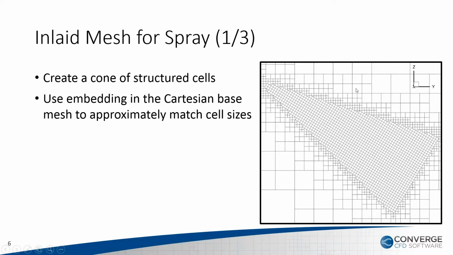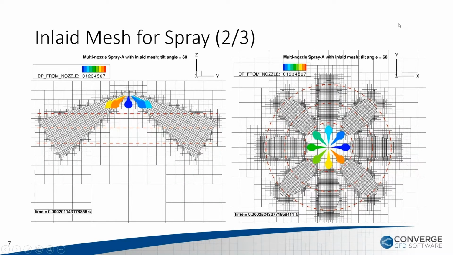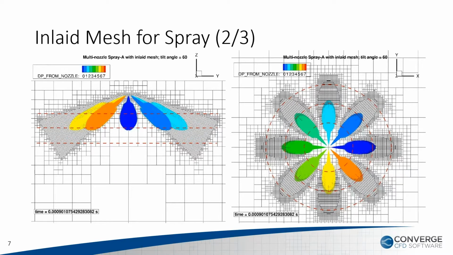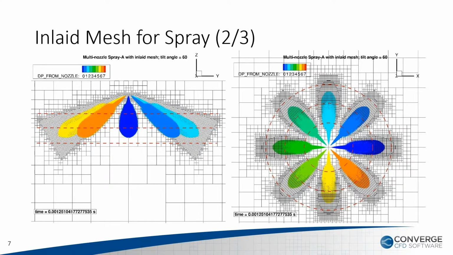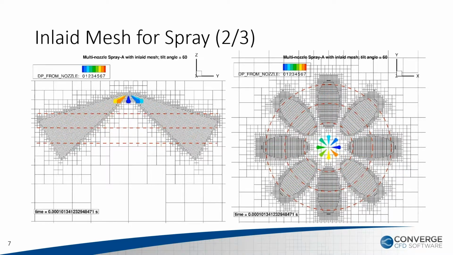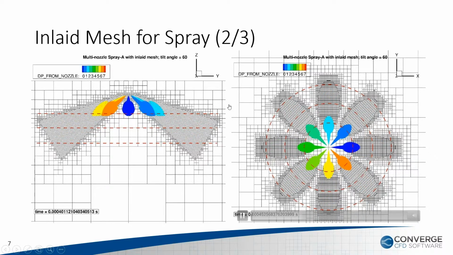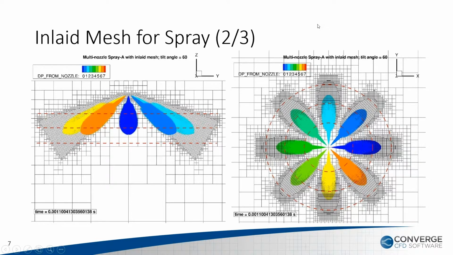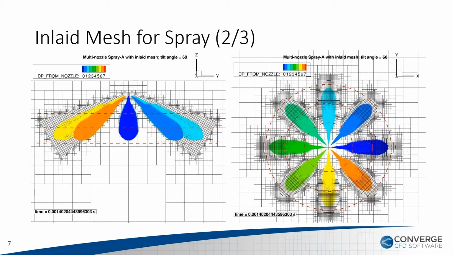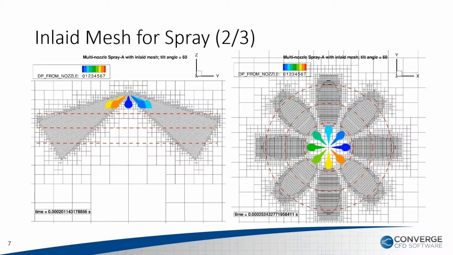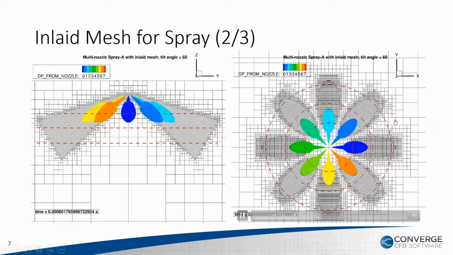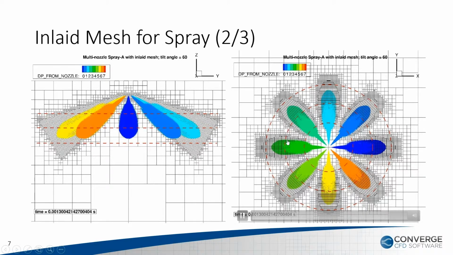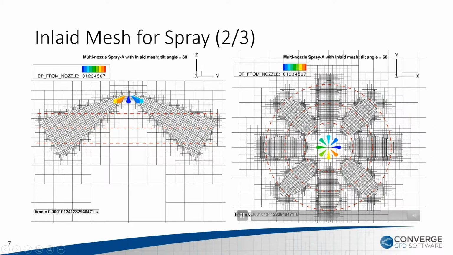And in here, we can see the spray penetration for the case that I just showed. The dotted red lines that can be seen on these two movies correspond to equal radial positions as the spray penetrates. So as you can see, as the simulation progresses, the sprays from all of these nozzles penetrate an equal distance as they go through the inlaid mesh.